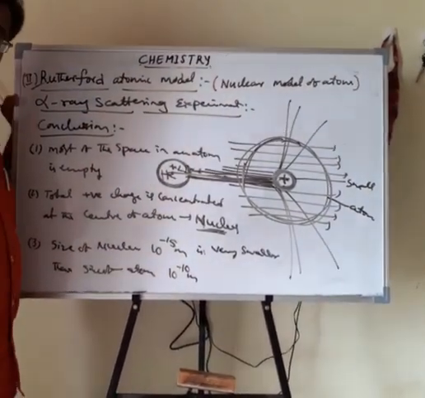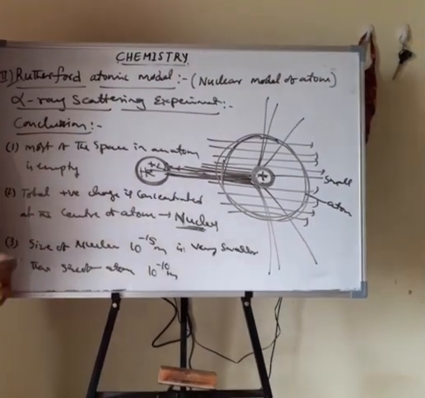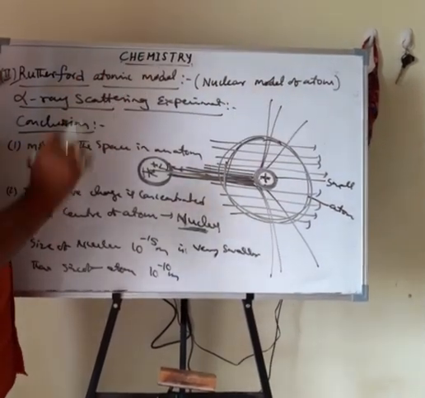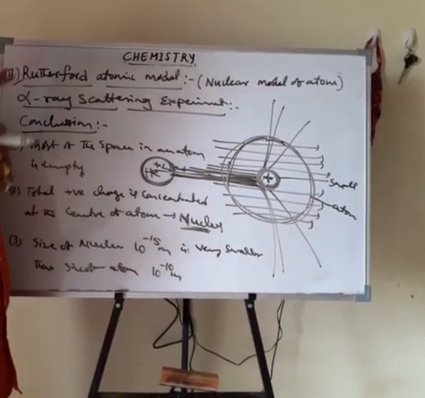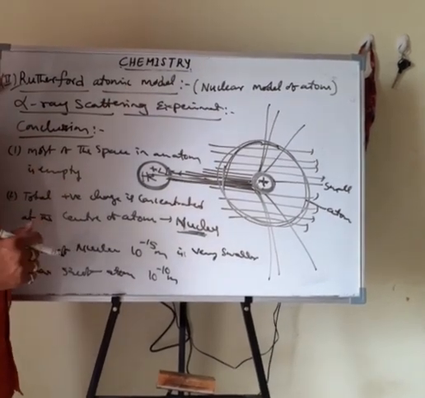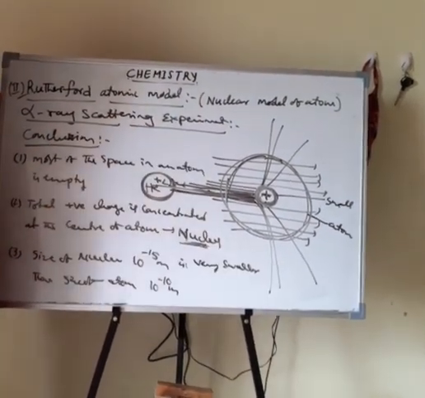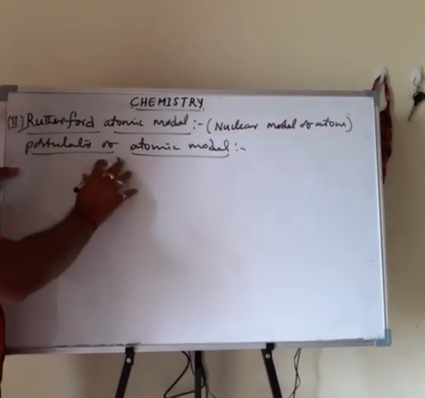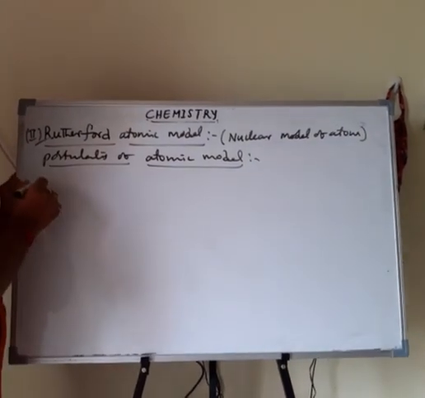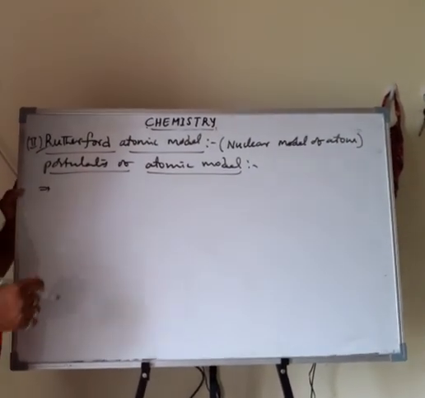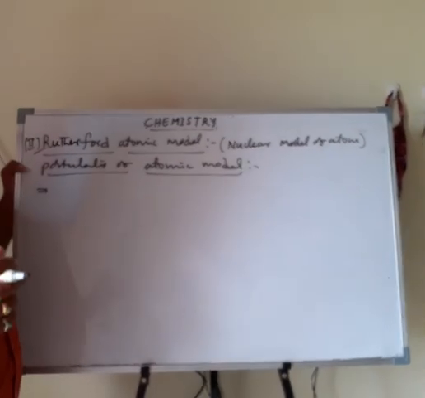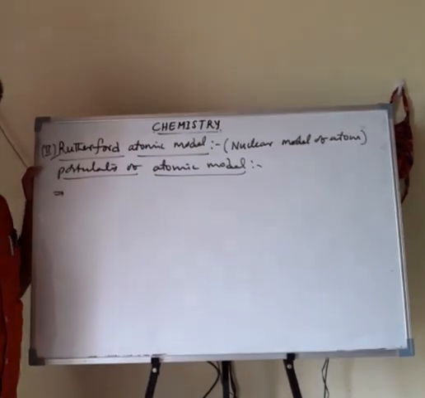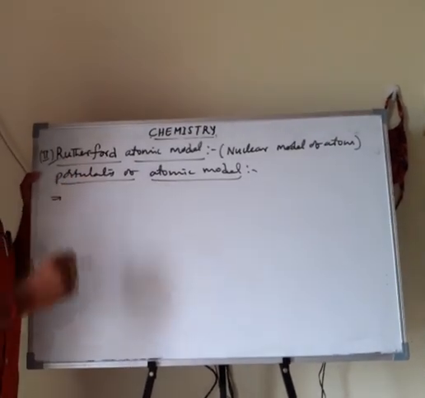From these three observations and these three conclusions, the scientist Rutherford explained the Rutherford atomic model, or nuclear model of the atom. Then what are the postulates involved in the Rutherford atomic model or nuclear model of the atom? Based on the above observations and conclusions, Rutherford explained the atomic model. What are the postulates involved in it?